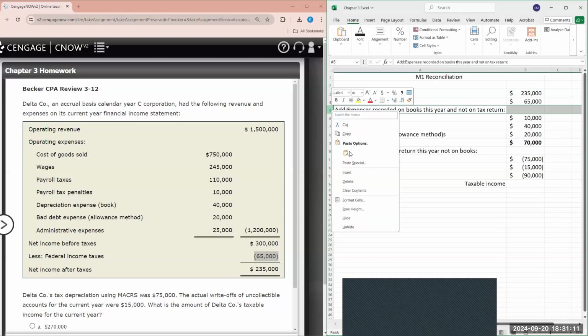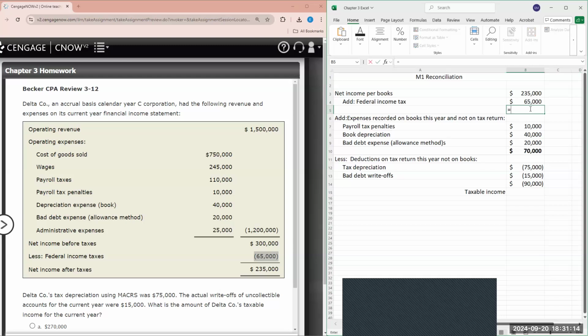So in order to calculate the taxable income, we calculate it as follows. So we'll essentially get the sum for each. All right. So we essentially account for the net income per books, which is the 235,000 plus 65,000. We add the expenses recorded on the books this year or not on the tax return. And then from there, we account for the $90,000 that needs to be subtracted. And this gives us taxable income of $280,000. So again, Delta's current year taxable income is $280,000.